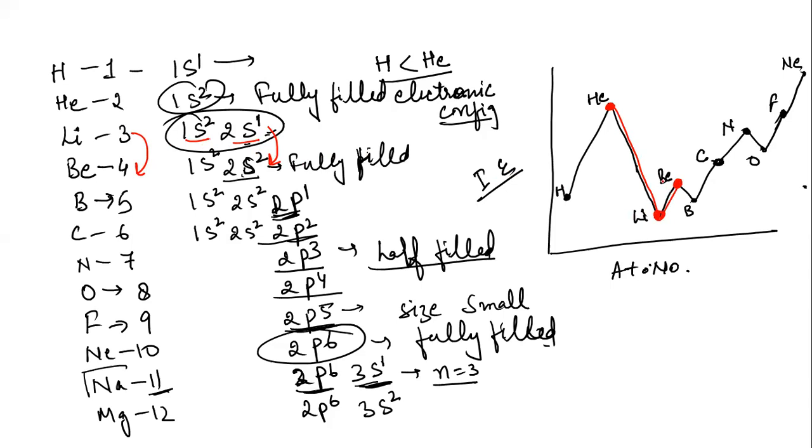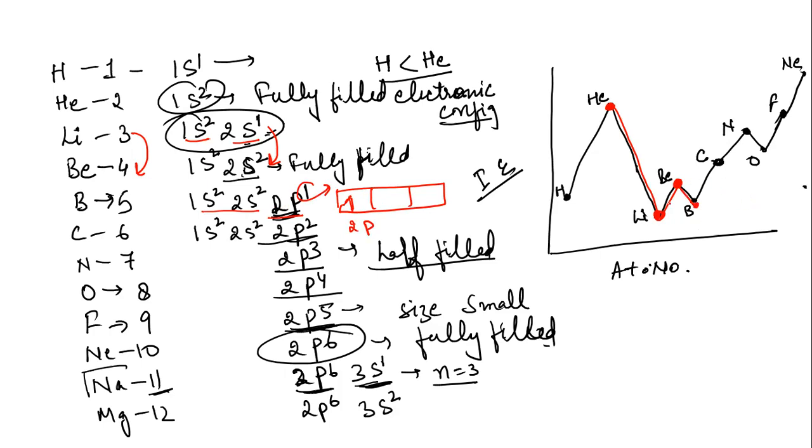Now, in the case of the fifth, boron, the electron is added in the p subshell. This is the 2p subshell. Now, the electron is added in another subshell, so this electron can be easily removed. When the electron is easily removed, it means ionization energy will decrease.